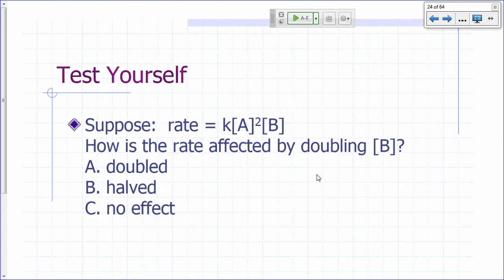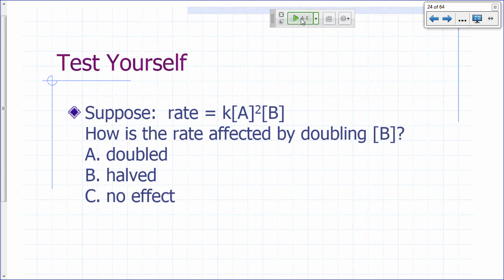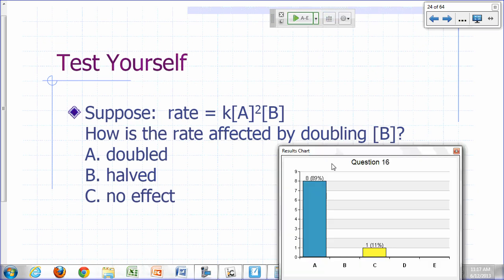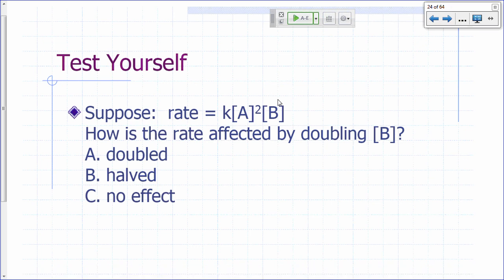Next one. How is the rate affected by doubling B? I double my B. Okay, the correct answer is the rate is also doubled, right? If I multiply this thing by 2, then I end up multiplying this thing by 2. Okay? So that's what first order means. The rate is first order with respect to B.